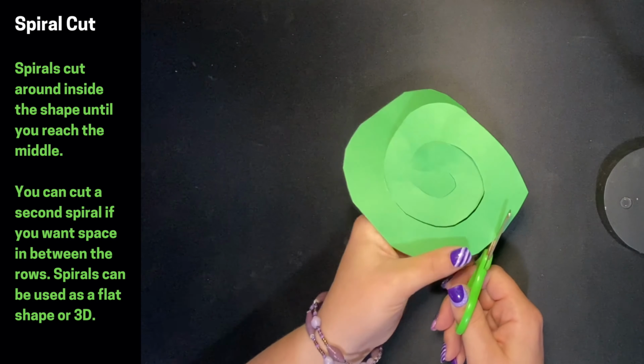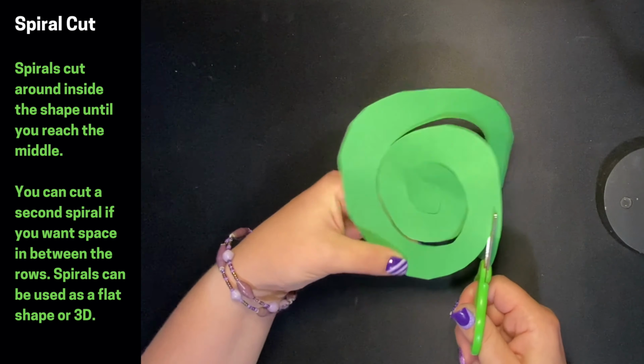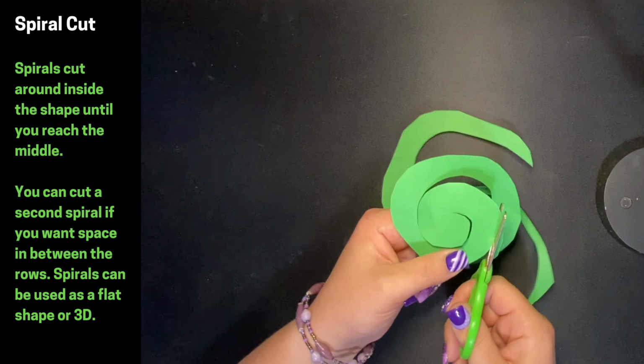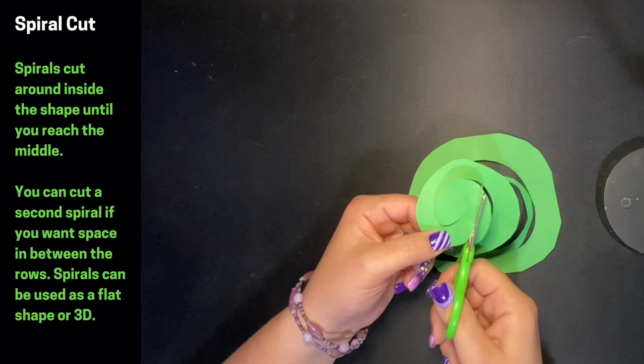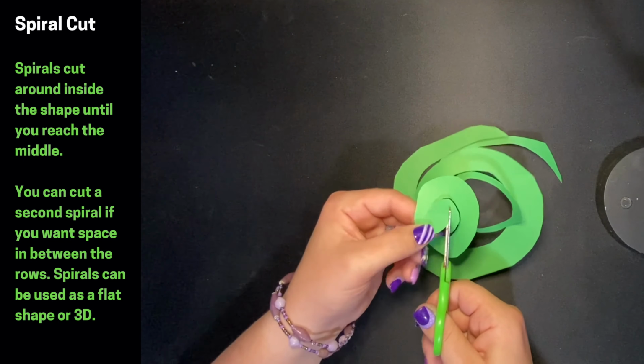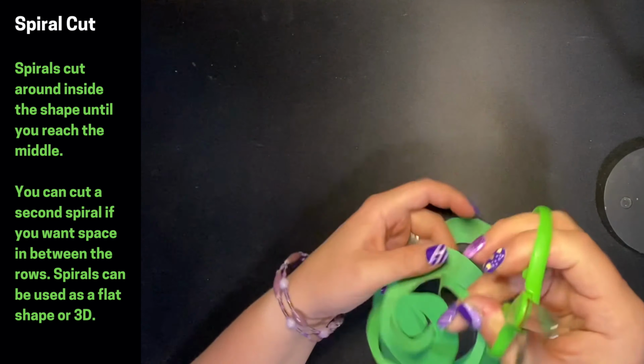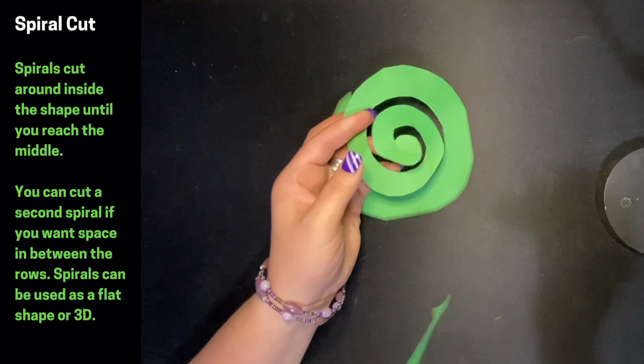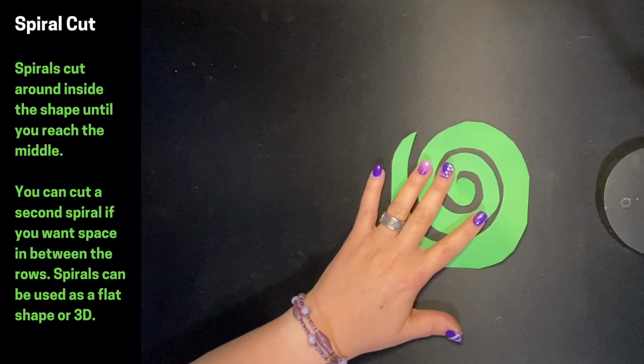If you want your spiral to have space in between the lines, you need to cut a second skinny spiral. This part will be removed and it creates a gap. Spirals can be used as a flat shape or a 3D pop-up.